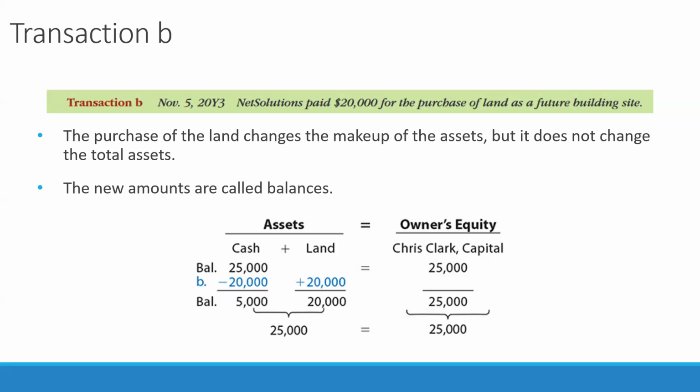The purchase of land changes the makeup of assets, but it does not change the total assets. For example, Net Solutions is paying $20,000 for land for the business. Their cash goes down by $20,000. Land, another asset, goes up. The equation remains balanced because you still have $25,000 in assets, $25,000 in equity.